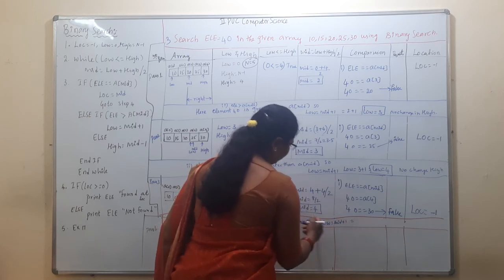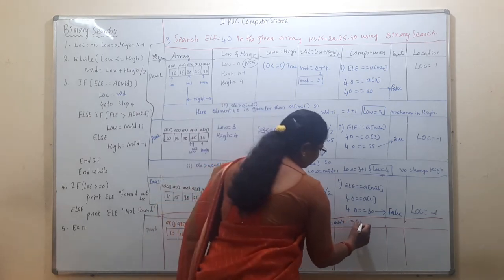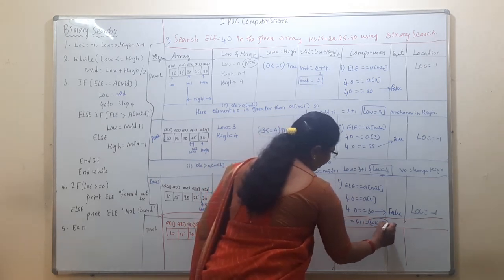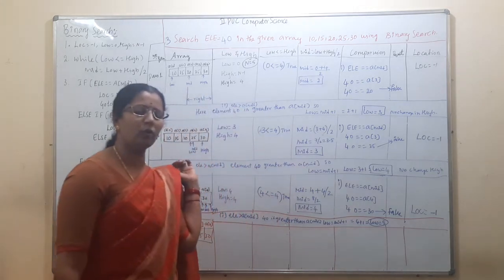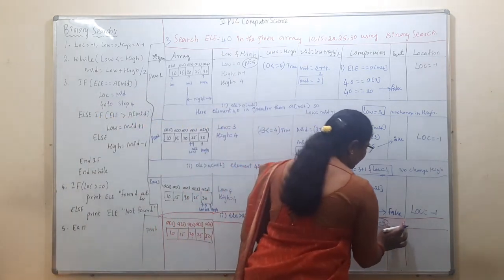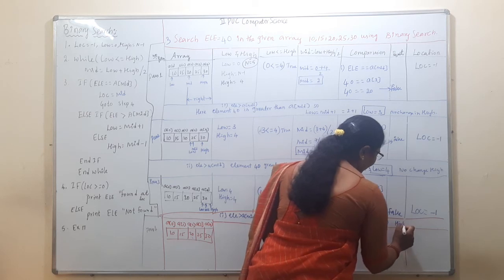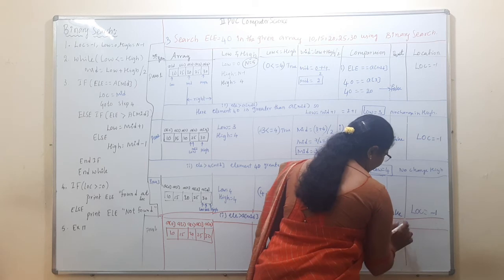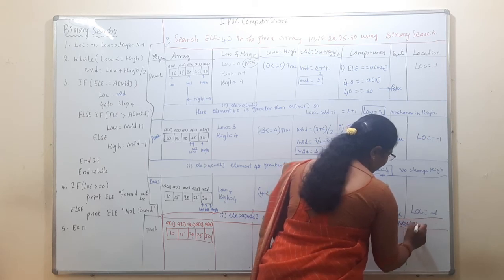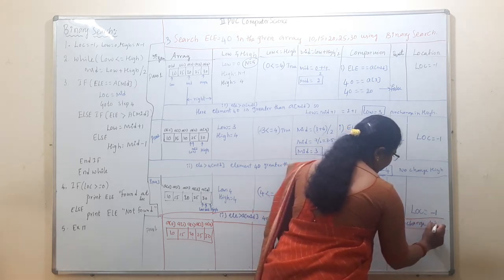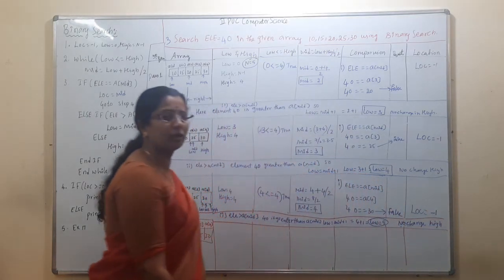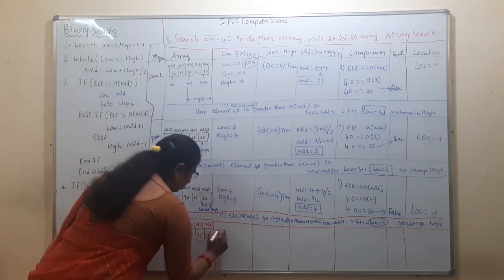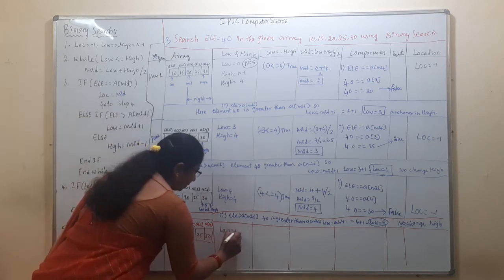What is the mid, student? 4. 4 plus 1. So we got the new low value called 5. Is there any change in the high? No. High remains the same. No change in the high pointer. Did you get it? So we got the new low value called 5.